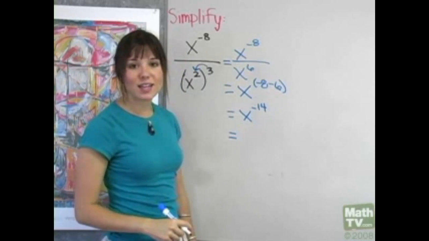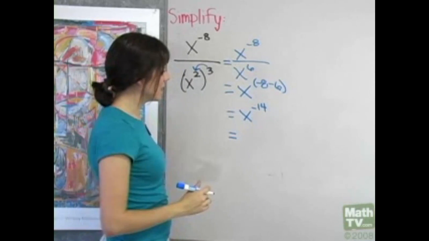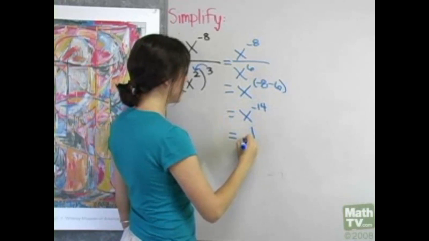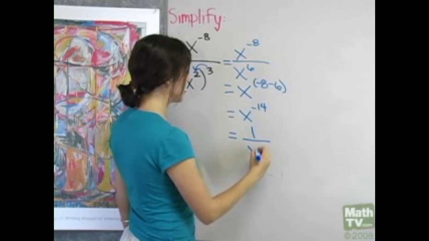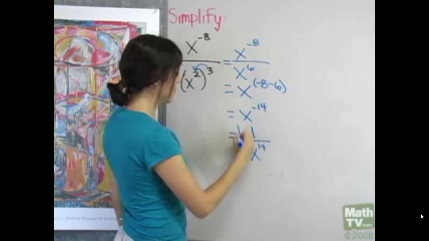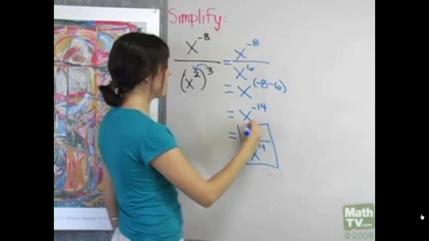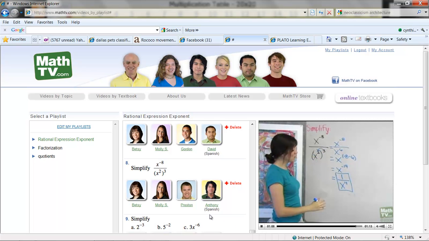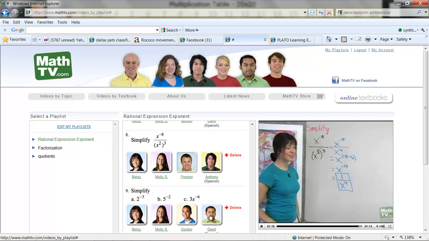And we want our final answer without negative exponents. So x to the negative 14 is equivalent to 1 divided by x to the positive 14. So x to the negative 8 divided by x squared raised to the 3 is equal to 1 divided by x to the 14th.